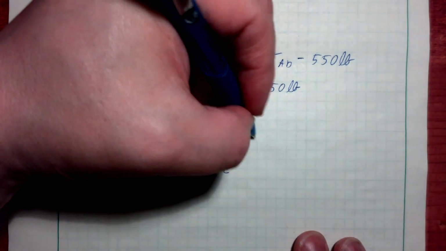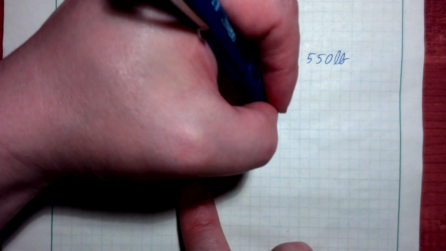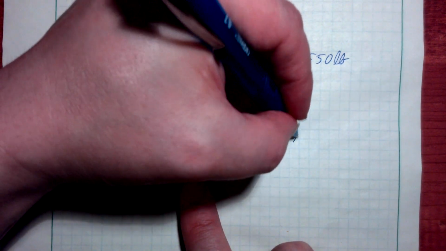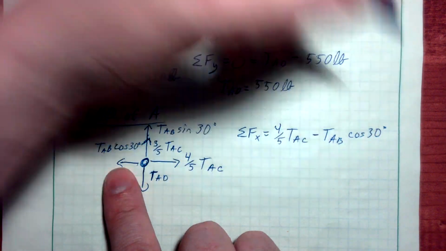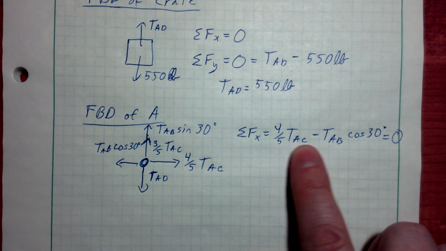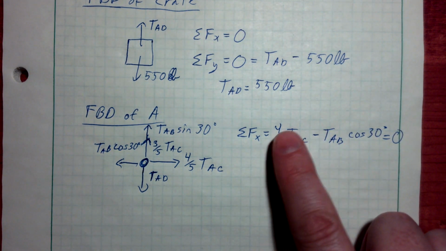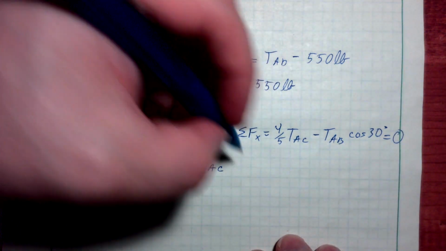What does that do? Well, that allows me then to add up my forces. Sum of forces in the x direction, I'm going to have in the positive x direction, I've got 4/5 TAC. In the negative x direction, I've got minus TAB cosine 30 degrees. And those are going to add up to 0. So one equation, two unknowns. I don't know either of these. I can't solve that. So what do I do?